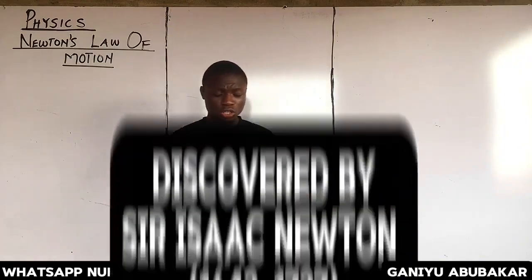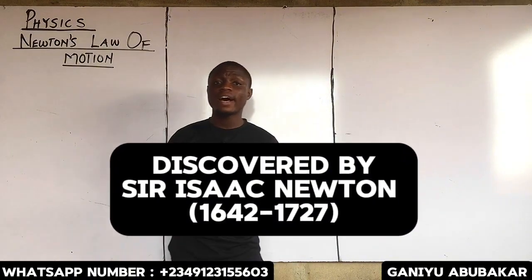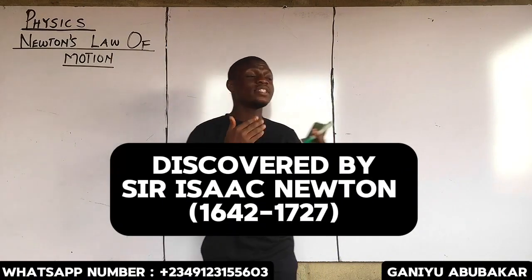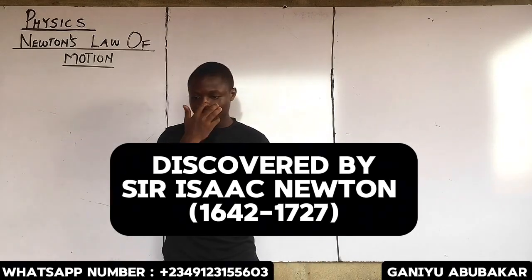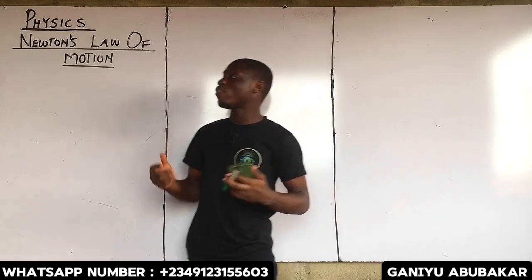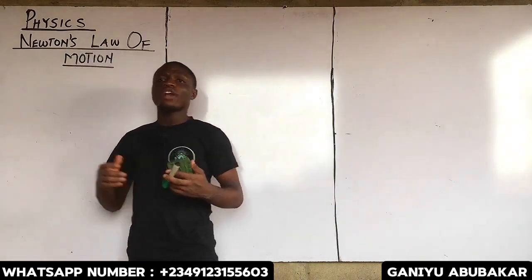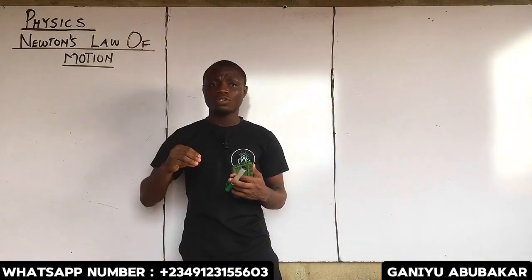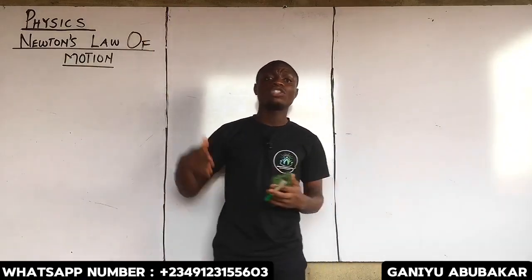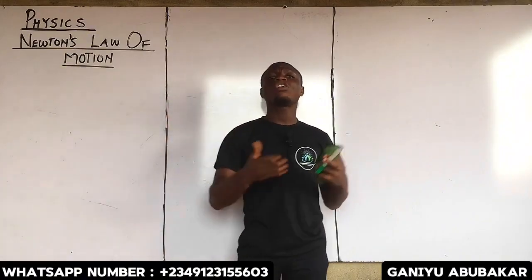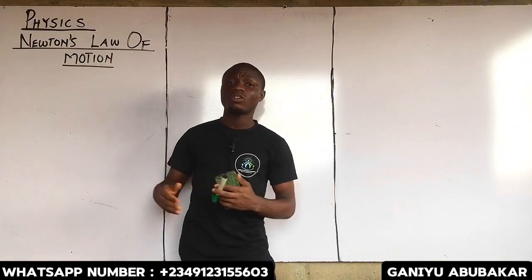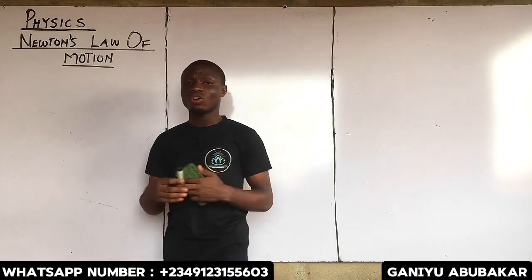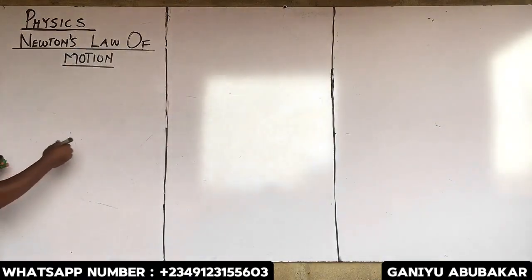Newton's law of motion was discovered by Sir Isaac Newton, who lived from 1642 to 1727. There are 3 laws of motion. We have the first law of motion called the law of inertia. We have the second law of motion called the law of acceleration. And we have the third law of motion called the law of interaction. Let's discuss the 3 laws of motion.